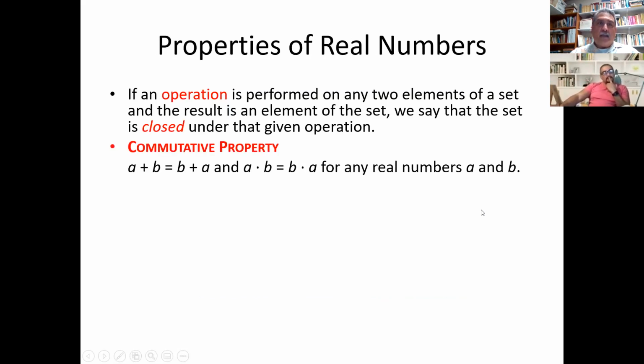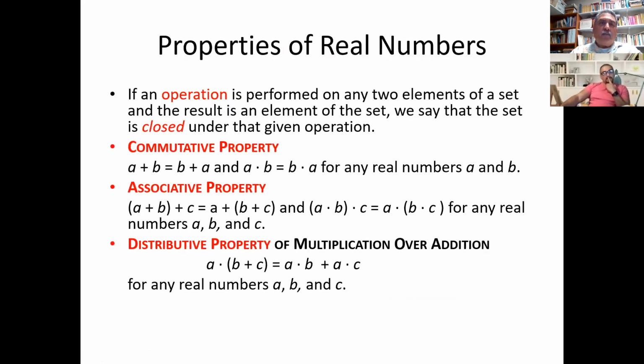Okay, let's move on. There are 3 important properties of real numbers that we want to remember, because when we perform operations, we need to keep these properties in mind. If an operation is performed on any 2 elements of a set and results in an element of the set, we say that the set is closed under that given operation. The first one is the commutative property. In other words, you can add a plus b or b plus a, or you can multiply a times b, which is the same as b times a, for any real numbers a and b.